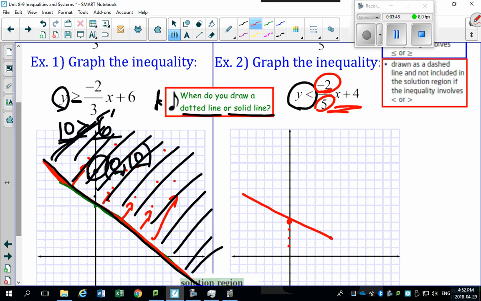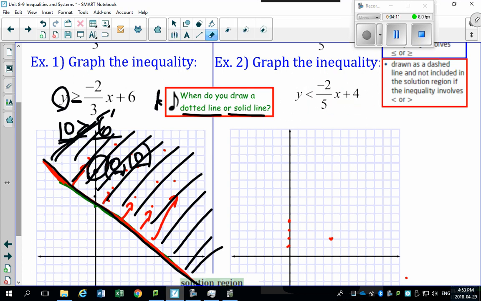There's your fence. But did we draw this right? No, because we didn't have an equal sign. This is telling you don't include. So again, plus 4. 1, 2, 3, 4. There's 4. Down 2 over 5. 1, 2, 3, 4, 5. There it is. But there's no equal sign there. Look, I'll clean it up. You'll see there's no equal sign. So we actually have to draw a dotted line here. So we draw our dotted line like that.